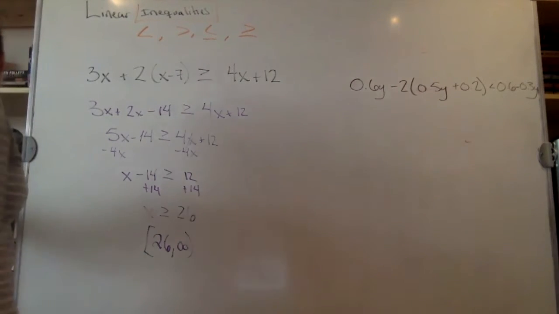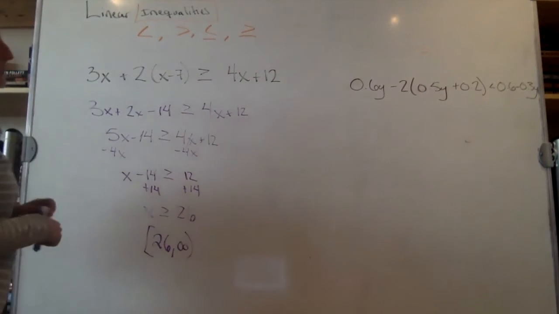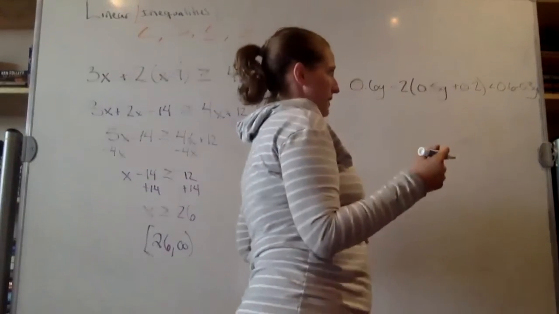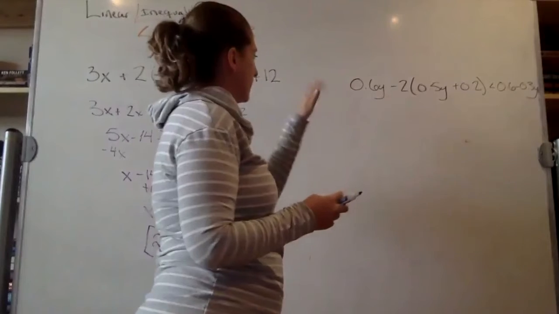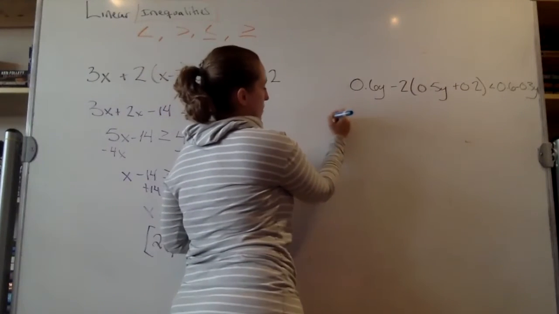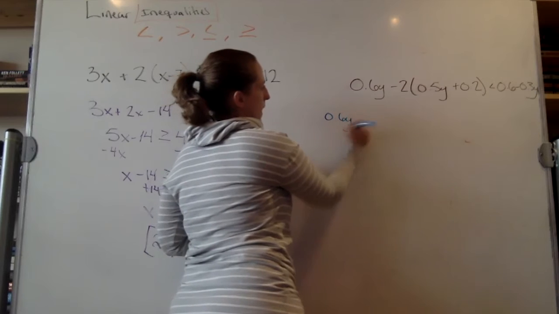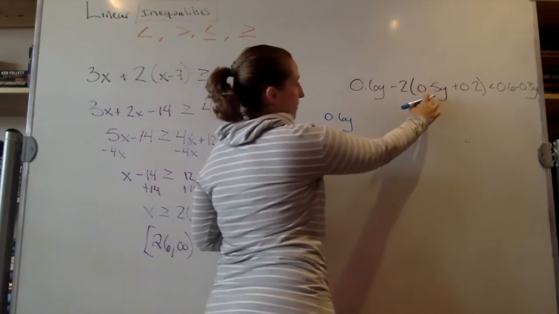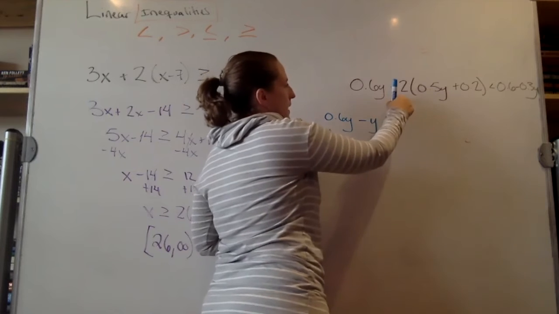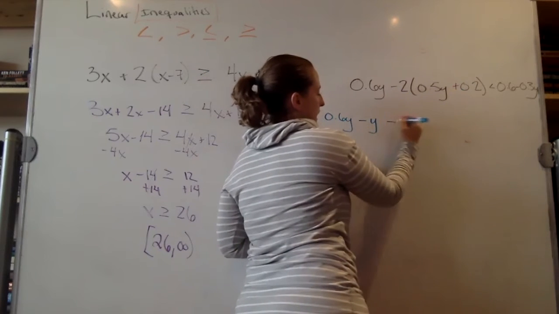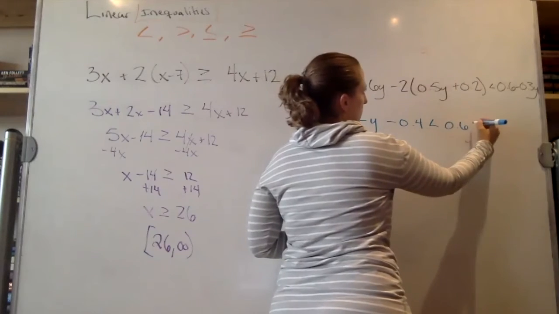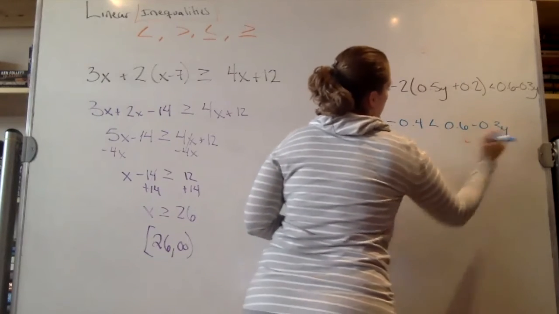On the other side, we have 0.6y minus 2 times 0.5y plus 0.2 is less than 0.6 minus 0.3y. All right, decimals in there. We're not going to worry about them, we're just going to work with them. First thing we're going to do is distribute. So I'll have 0.6y, negative 2 times 0.5, negative 2 times a half is negative 1, so negative 1y. Negative 2 times 0.2 is negative 0.4, is less than 0.6 minus 0.3y.